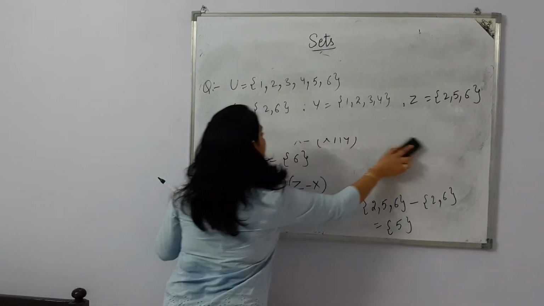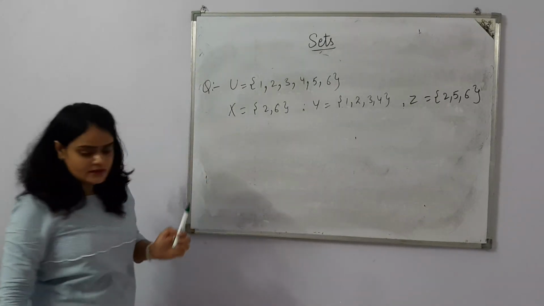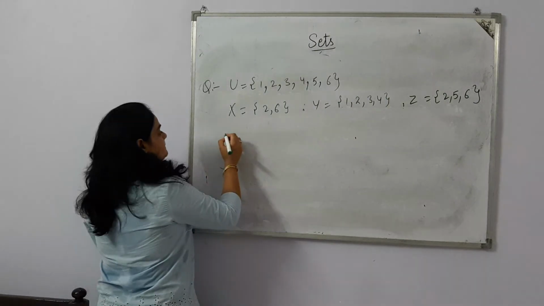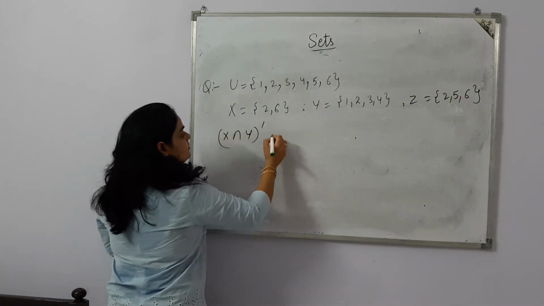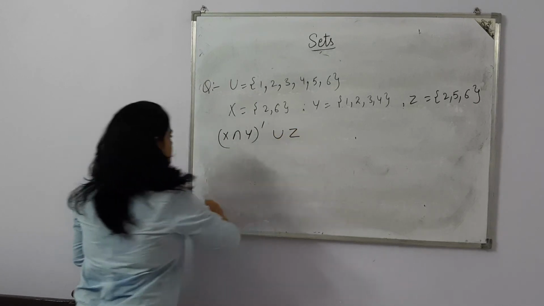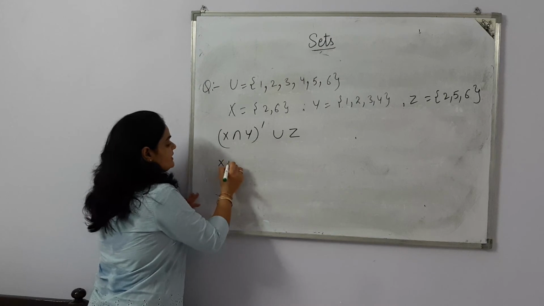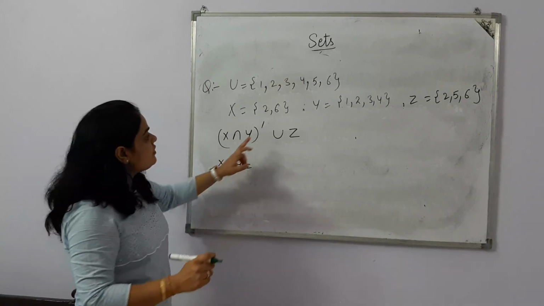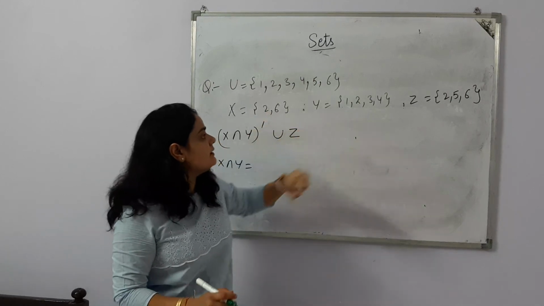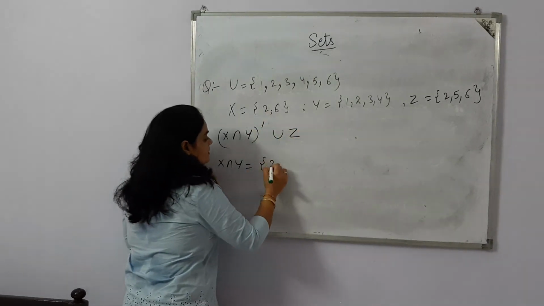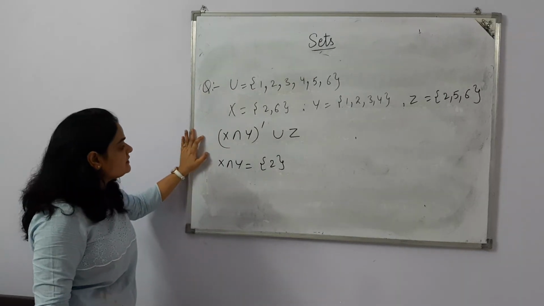I am taking this very example only. If we just want to find X intersection Y complement union Z, first of all we have to find X intersection Y. So what is the common portion of X and Y? The element 2 is coming in both X and Y. So 2 is the common element, X intersection Y.